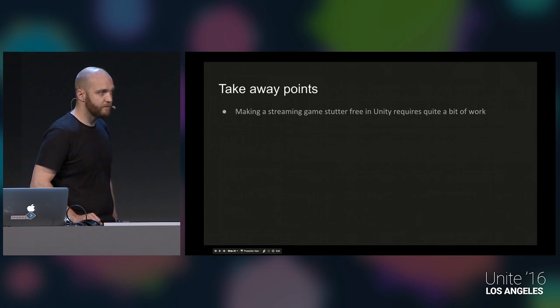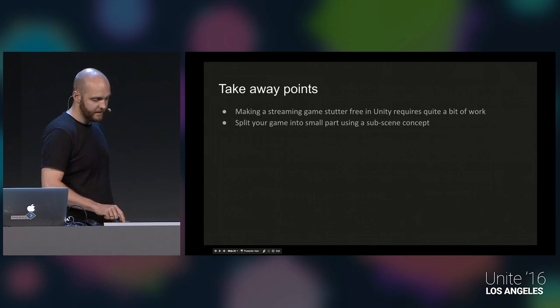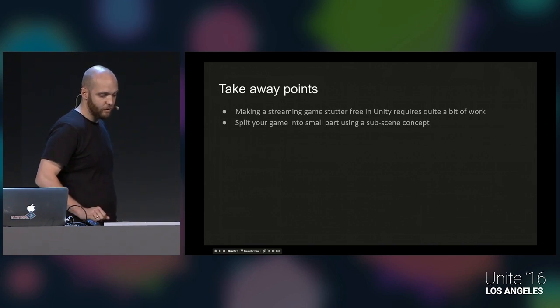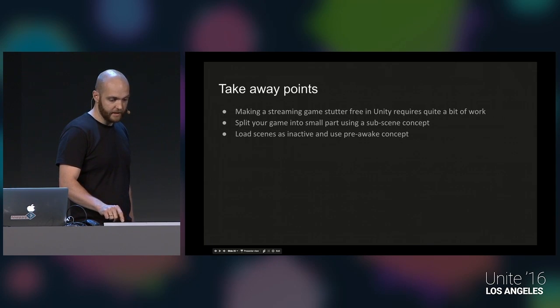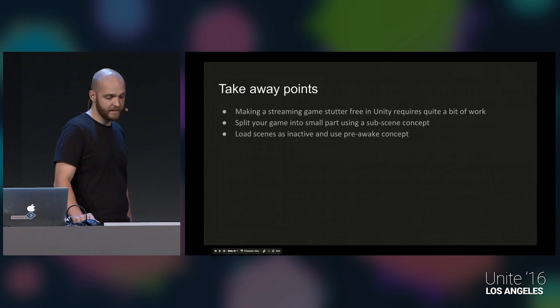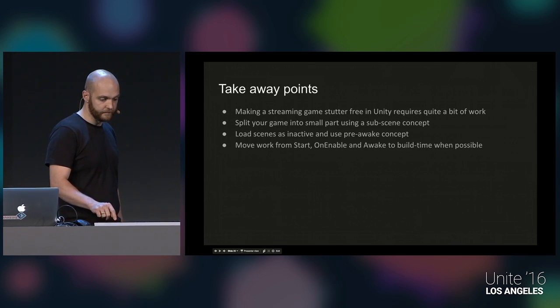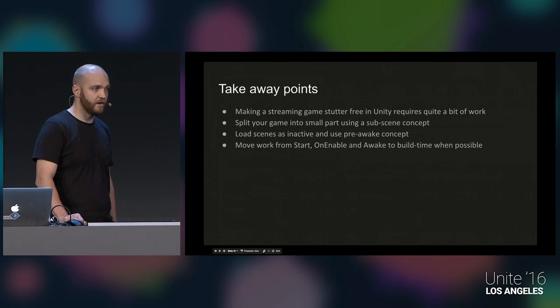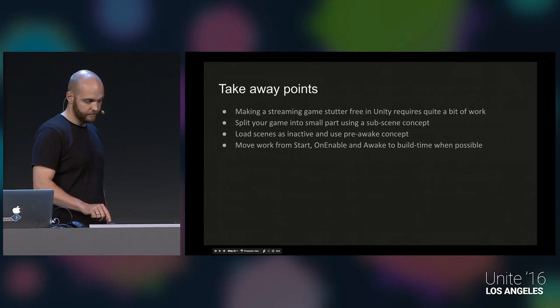The most important takeaway from this part of the presentation is that making a streaming game in Unity stutter-free actually requires quite a bit of work. But if you do it, I would recommend splitting your game into small parts using something similar to the Subscene concept. Then load your scenes as inactive and use something similar to the pre-awake concept. Move work from Start, OnEnable, and Awake to build time when possible.